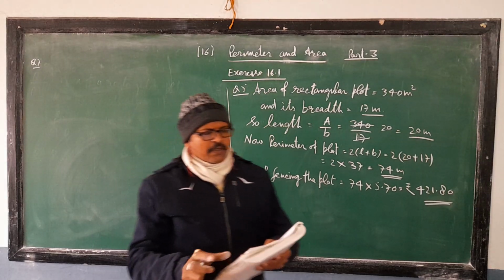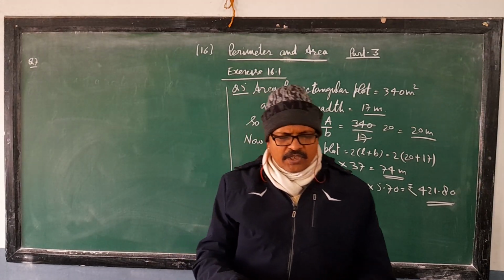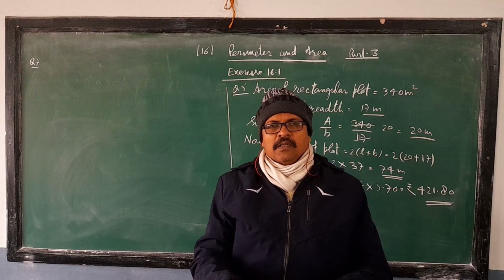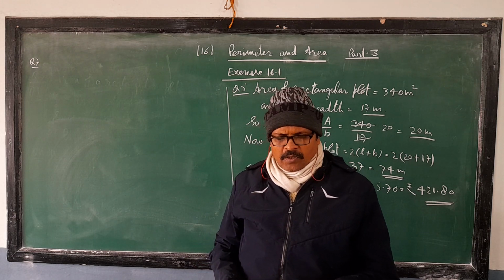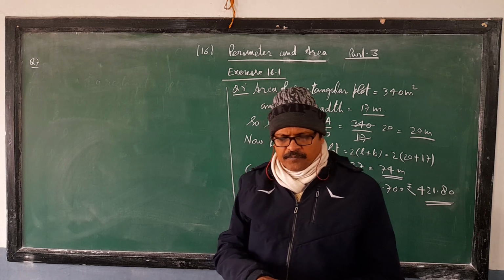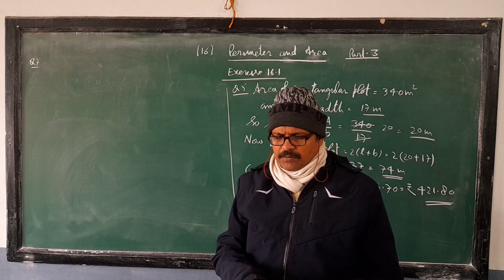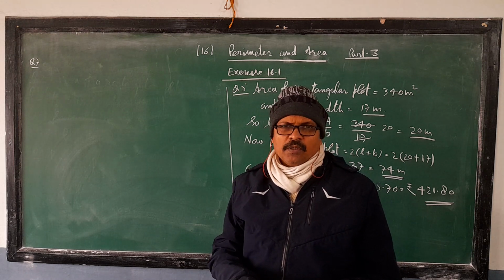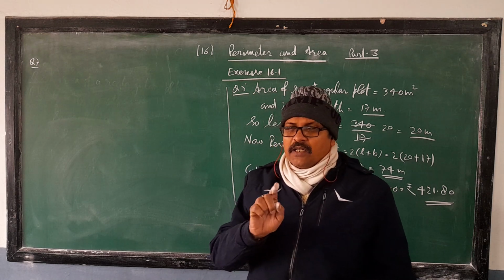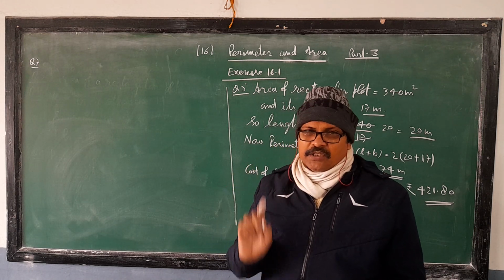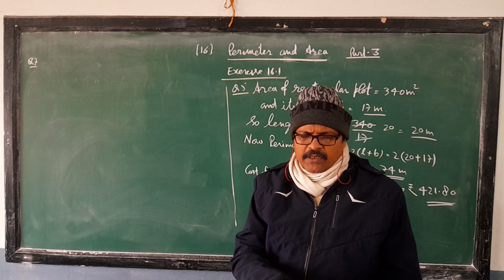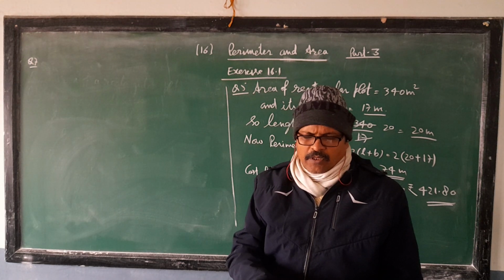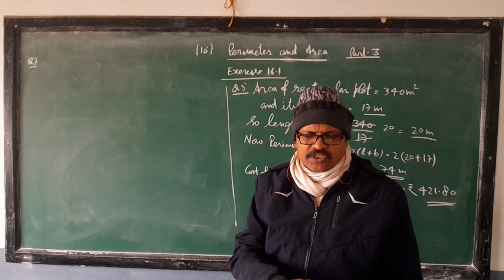See question number 7. A wire is in the shape of a rectangle. Its length is 40 centimeter and the breadth is 22 centimeter. This is the length and breadth of that rectangle. If the same wire is rebent in the shape of a square, what will be the measure of each side?